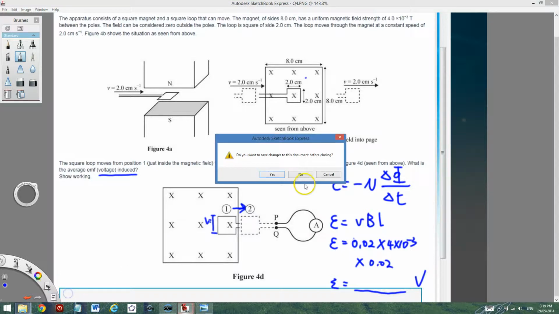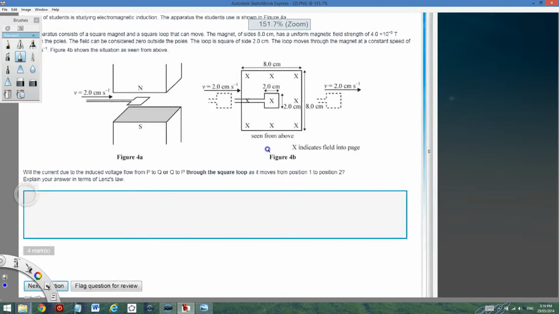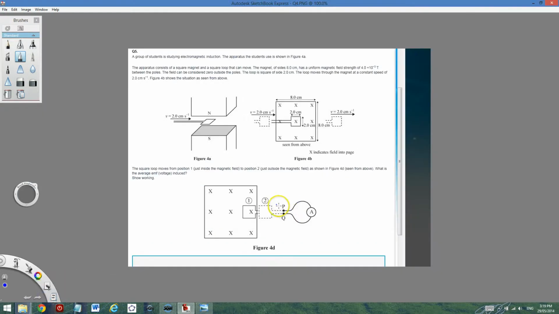Now let's go to the next question. Same scenario, but this time they want me to find the direction of the current through the ammeter, whether from P to Q or from Q to P through the ammeter here. So now let's use our right-hand rule and Lenz's law. Well, we did that before.